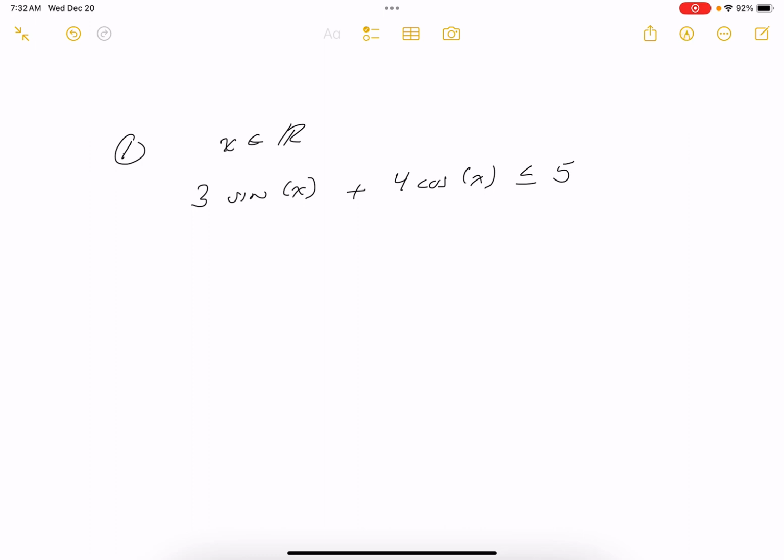The first thing I notice about this over here is the numbers 3, 4, and 5, and that's a Pythagorean triple. So I'm going to divide both sides by 5, and I would get 3 divided by 5 times the sine of x plus 4 divided by 5 times cosine of x less than or equal to 1. Again, I just divided both sides by 5.